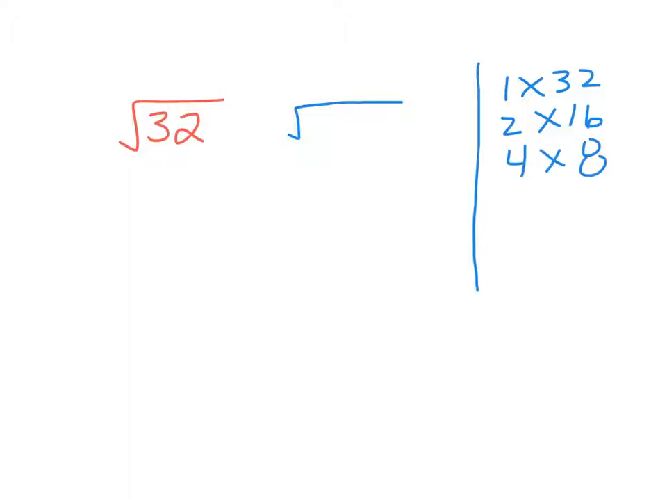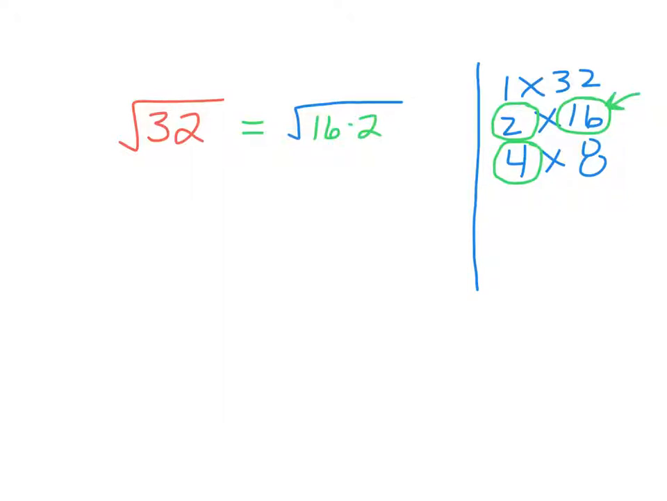I take a look at all that, and I actually see that two of the factors are perfect squares. 16 is a perfect square, and 4 is a perfect square. Well, I want to use the largest perfect square because that means that the other number is going to be broken down a little bit more. So I'm going to rewrite this as 16 times 2, because the square root of 32 is the same thing as the square root of 16 times 2.